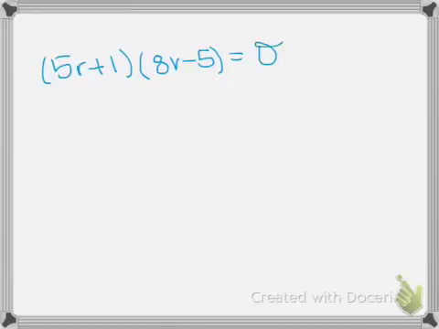So let's say you have a problem and it's already factored. So (5r + 1)(8r - 5). Lovely. So it's already set equal to 0, so step 1's done. It's already factored, so that's done. So the last thing you have to do is take your factors and set them equal to 0.